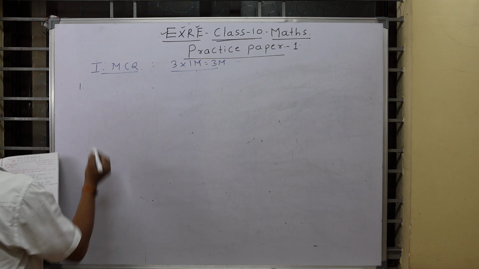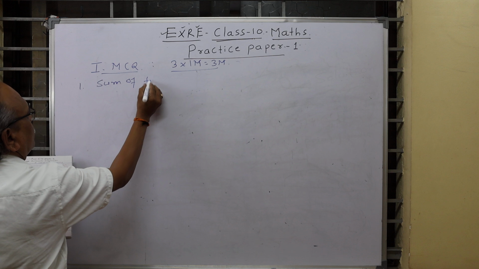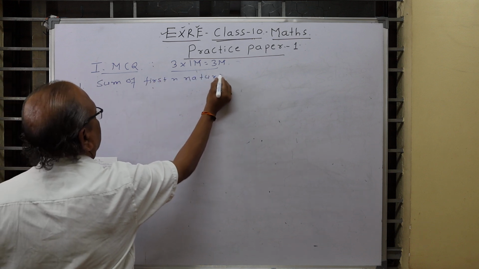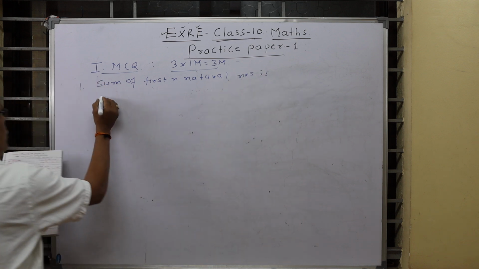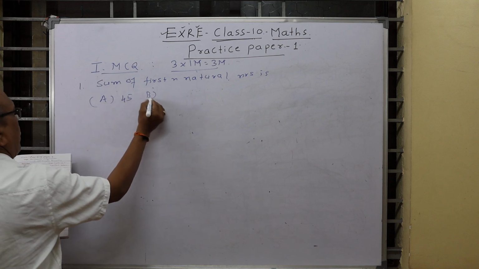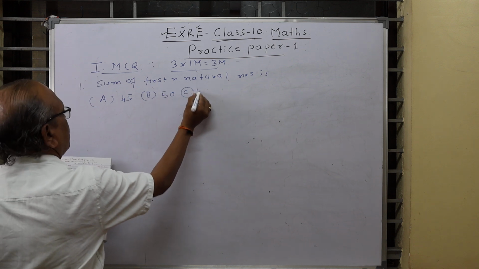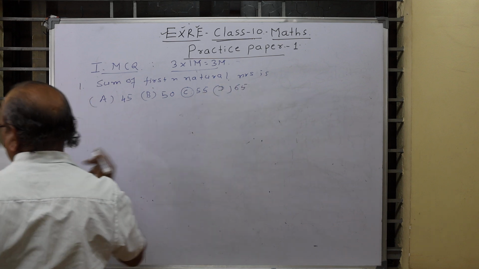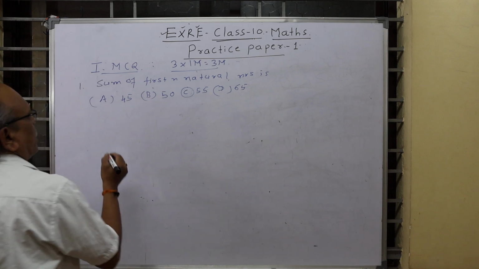Take the first question. Sum of first 10 natural numbers is: option A is 45, option B is 50, option C is 55 and option D is 65. Solve on your own first. Mute it and solve. Okay.